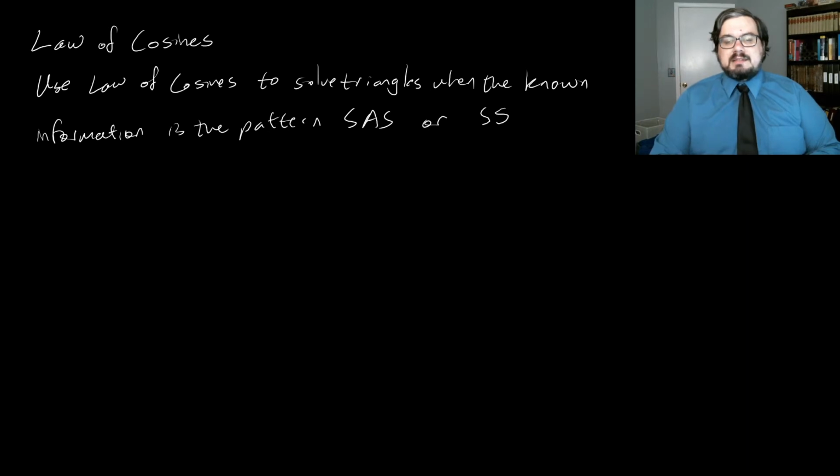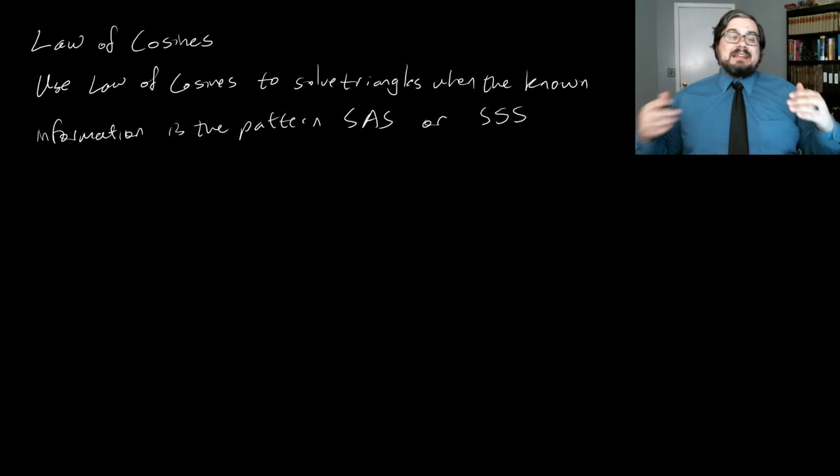or side side side, meaning that we are going to use the law of cosines when we want to solve a triangle where we know the lengths of 2 sides of the triangle and the measure of the angle between them, or when we just know the lengths of the 3 sides of the triangle. Neither one of these situations allows us to use the law of sines because in these situations we don't have information about an angle and a side opposite to work with, which is what's necessary to use the law of sines.